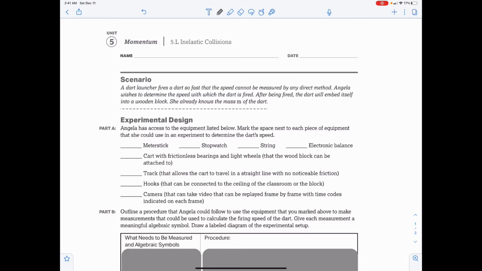A dart launcher fires a dart so fast that the speed cannot be measured by any direct method. Angela wishes to determine the speed with which the dart is fired. After being fired, the dart will embed itself into a wooden block. She already knows the mass m of the dart. Part A, Experimental Design. Angela has access to the following equipment. Mark the space next to the equipment that she could use.